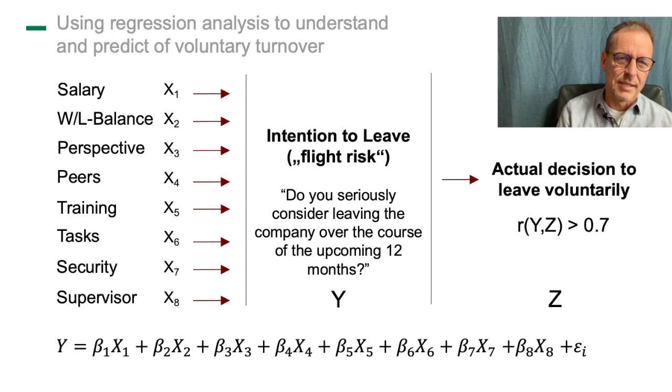And also, surprisingly, it's training, but training has a negative weight. It's interesting. So, meaning, if you invest a lot in training in your people, the probability is higher that they leave. This is at least something that you find in many studies, and that might be surprising.